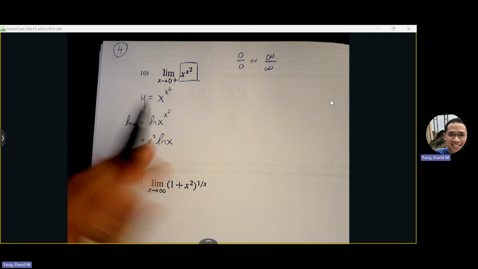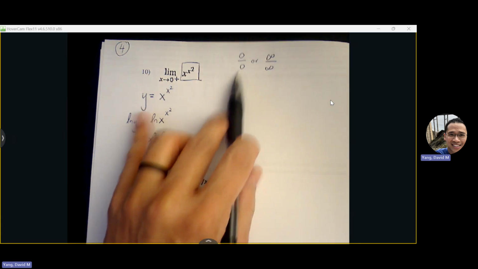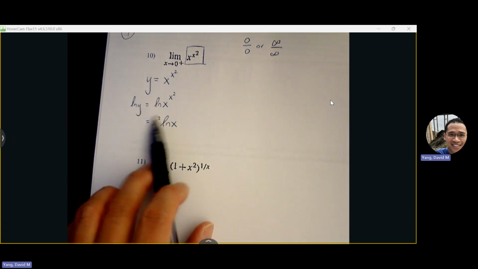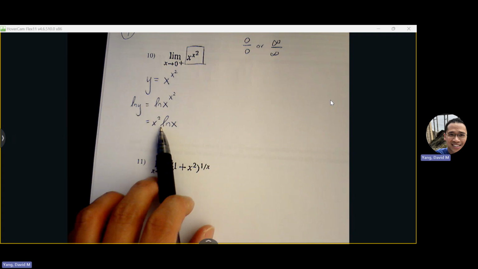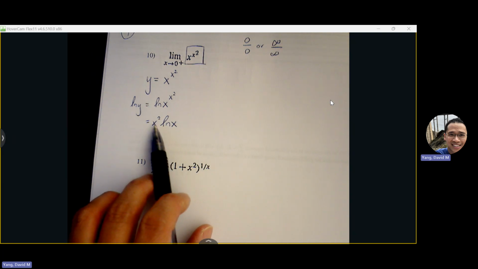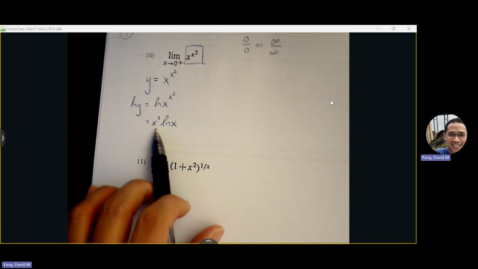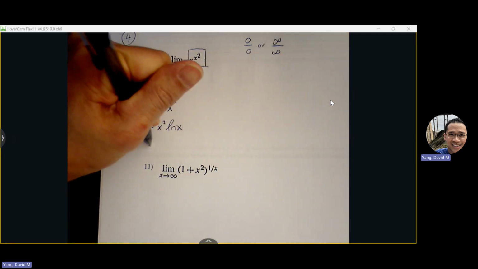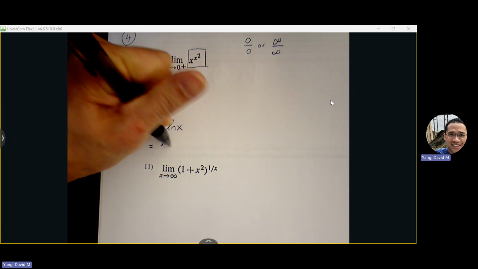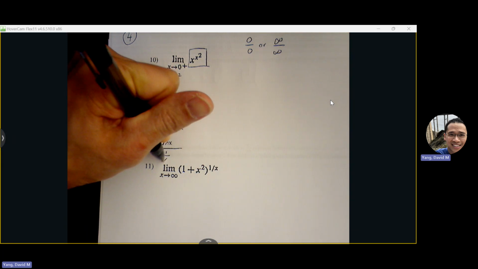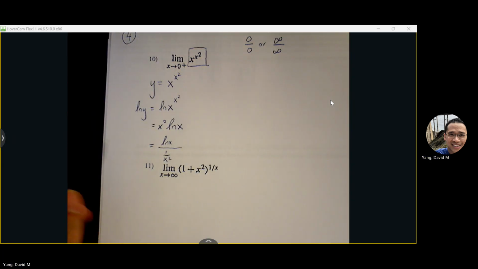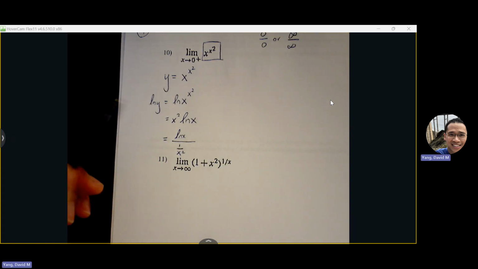Okay, so if we want that to happen, we have to force this to show us numerator and denominator, but right now it's not quite showing us, right? Everything's in the numerator. So I want to force that x squared into the denominator without changing the overall value of my expression. So I'm going to make it natural log of x divided by 1 over x squared. Okay, any questions with that?